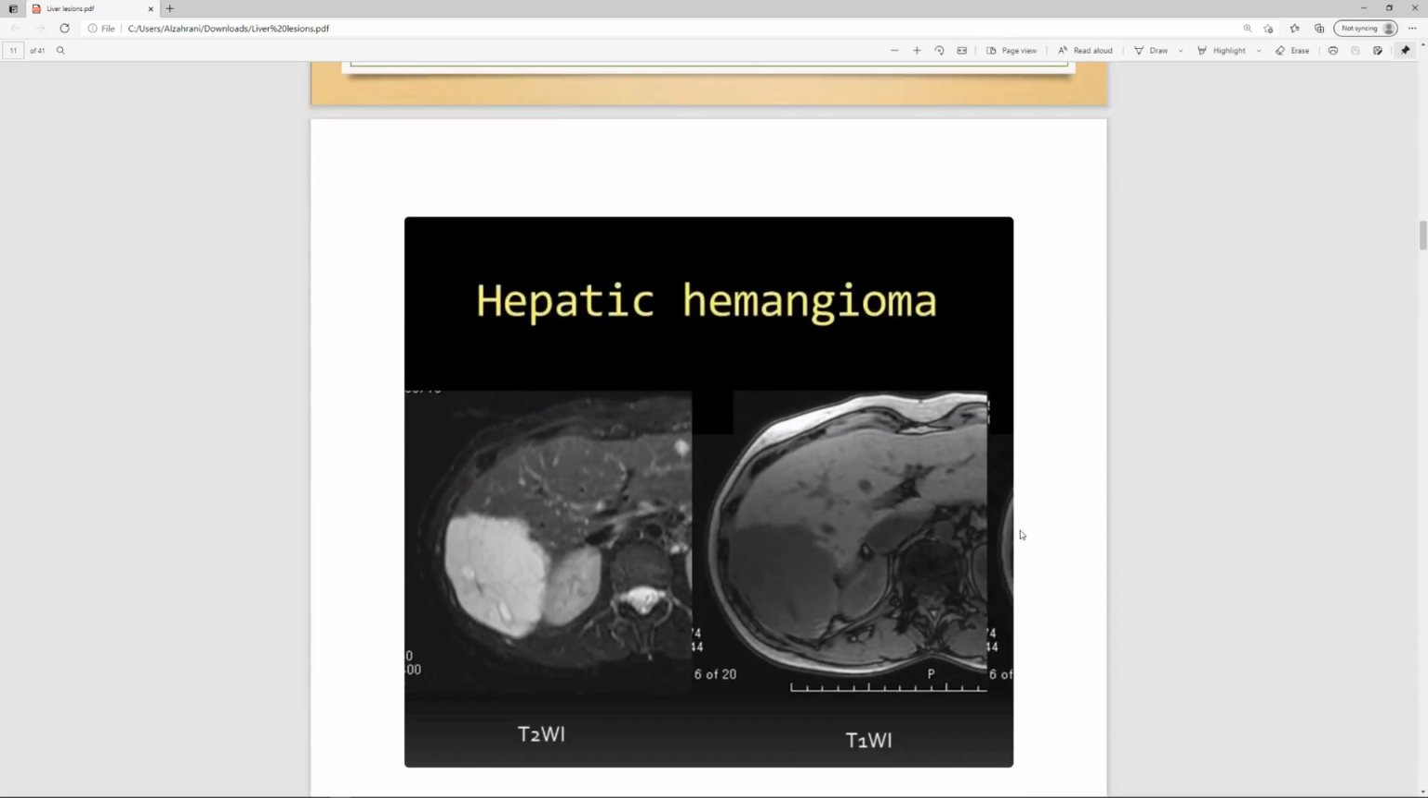Okay, this is hepatic hemangioma. If you follow the rules, you will know which one is hyperintense and which one is hypointense. You can see here clearly, this is T1. Sorry, this is T2. And you will see here, this is T1. This is hypointense, and on the left is hyperintense. It is shining. So T2 is shining and T1 is hypo, not shining.